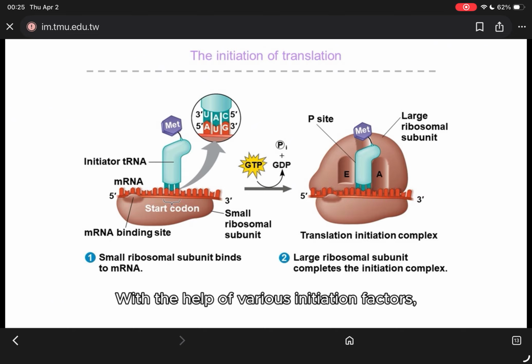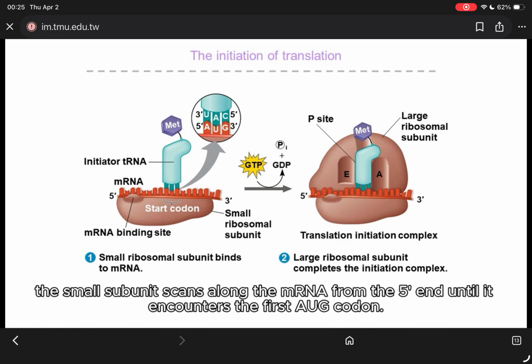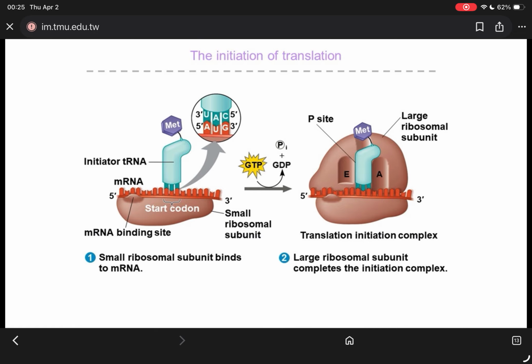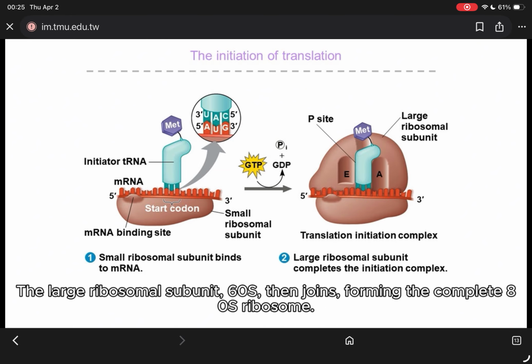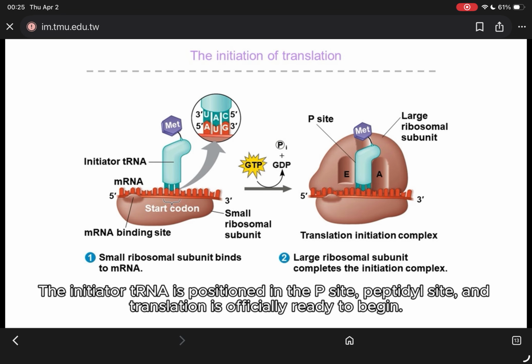With the help of various initiation factors, the small subunit scans along the mRNA from the 5' end until it encounters the first AUG codon. At this point, the alignment is complete. The large ribosomal subunit, 60S, then joins, forming the complete 80S ribosome. The initiator tRNA is positioned in the P site, peptidyl site, and translation is officially ready to begin.